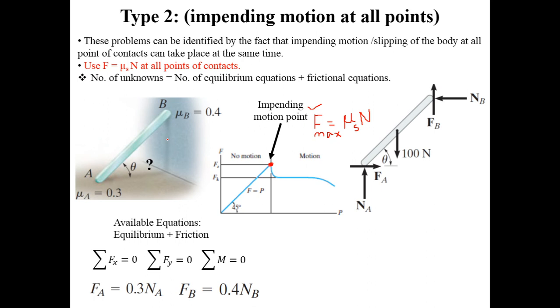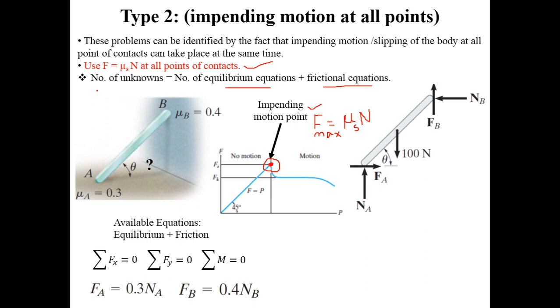It will be mentioned that the body is slipping, or the body is going to slip. So this gives you an idea that all the points of contact in your problem are at impending motion, and therefore the friction force acting at those points will be the maximum value, mu s N. So in these problems you can use F equals mu s N at all points of contact. In type 1 problems you were not allowed to use this equation, only equilibrium equations. But in type 2 problems, you can use F equals mu s N in your solution, of course along with the equilibrium equations.